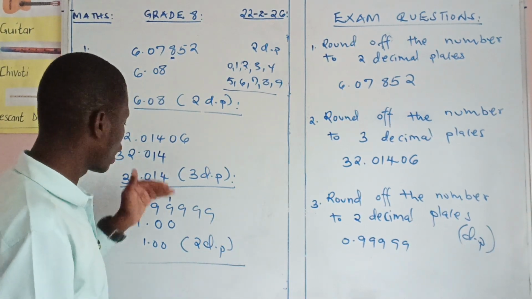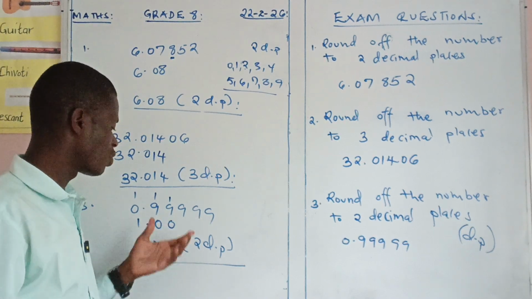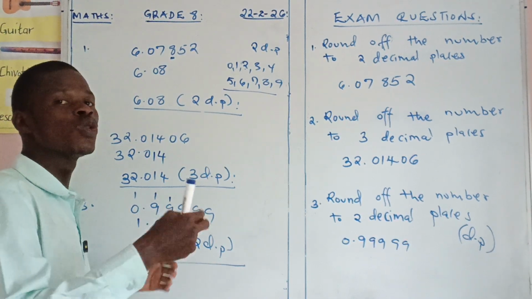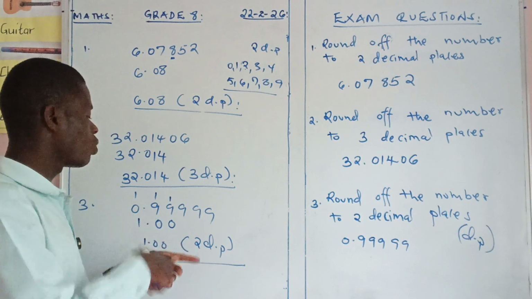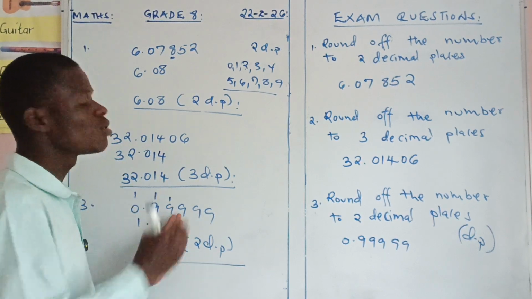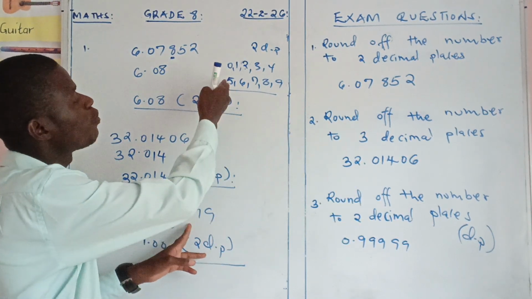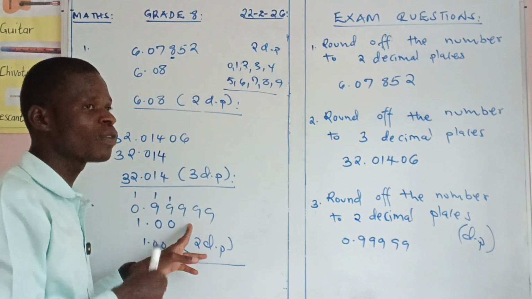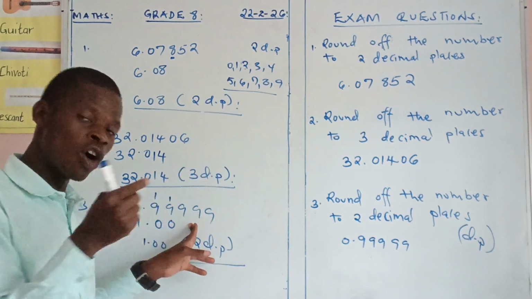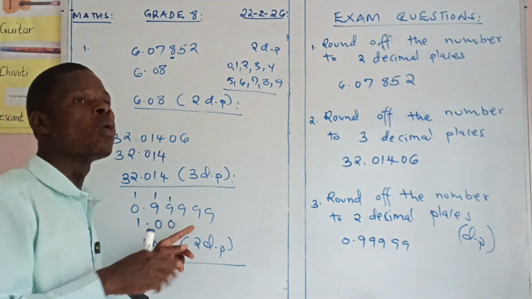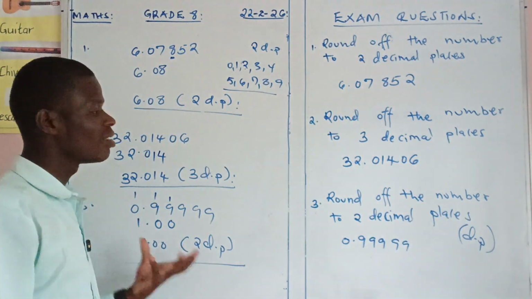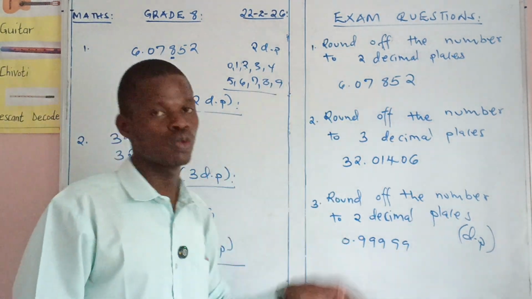So this is now rounding off of different values. Once you have 9, ensure that you do the addition. Add 1 only if the digit to the right is 5 or greater. You round up. Only when rounding up, you add 1. When you are rounding down, you maintain the digits. So these are exam questions.